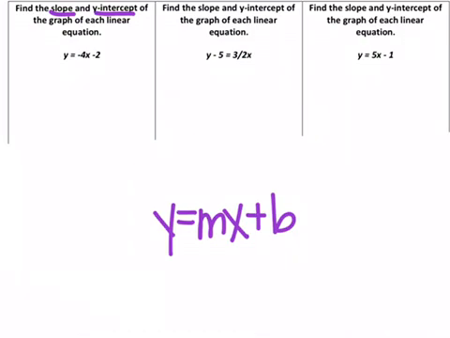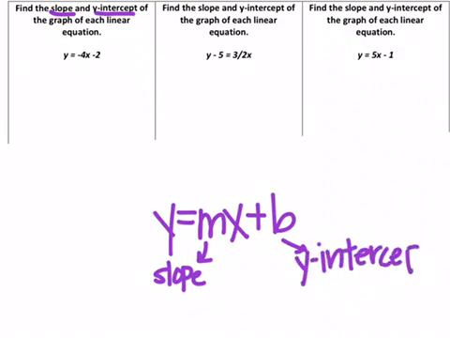Now let's get into some examples. We are going to find the slope and the y-intercept of the graph of each linear equation. It's pretty easy because they're all mostly in slope-intercept form. So let's write slope-intercept form, y equals mx plus b. Remember that m is the slope, and the number b is going to be the y-intercept. So once the equation is in slope-intercept form, we just have to rewrite the problem and explain what the slope and the y-intercept are.